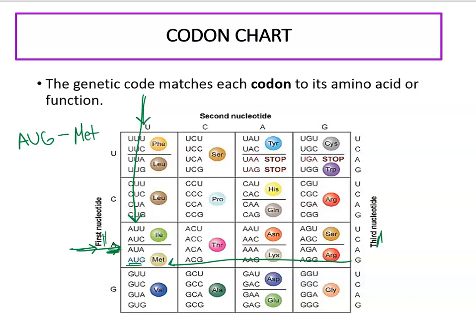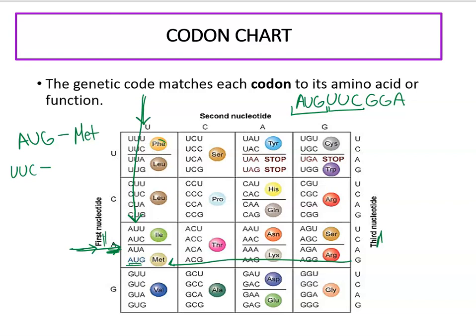If my mRNA strand is A, U, G, U, U, C, G, G, A. So let's see, our first codon, remember, groups of 3 nucleotides. So the second codon is going to be U, U, C. What would that give us? What amino acid does U, U, C give us?